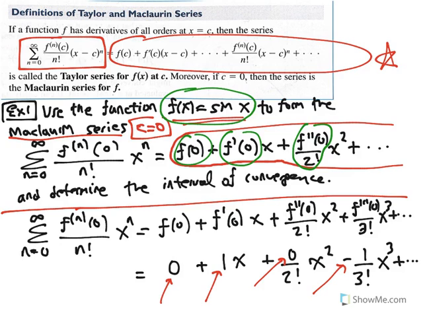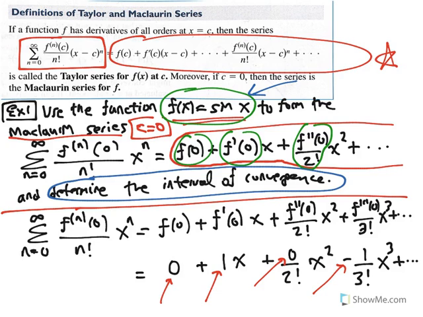What I'd like to do now is to determine the interval of convergence for this power series that we derived from the function f of x is equal to sine x. To do that, it's helpful to have a rule for the nth term of our power series. So let's see if we can come up with a rule for the nth term of this power series.